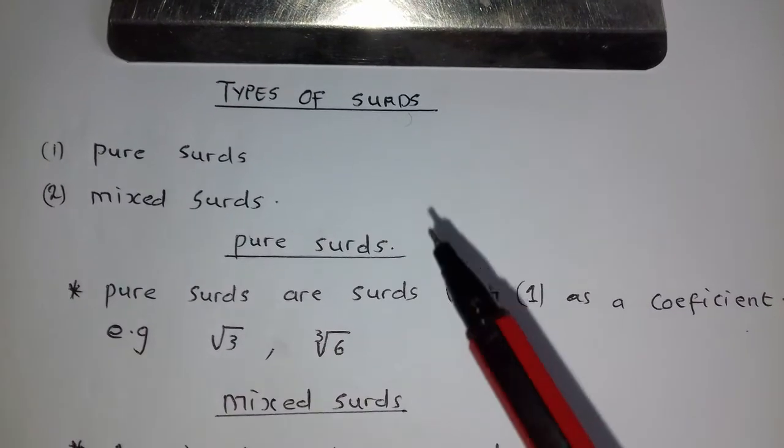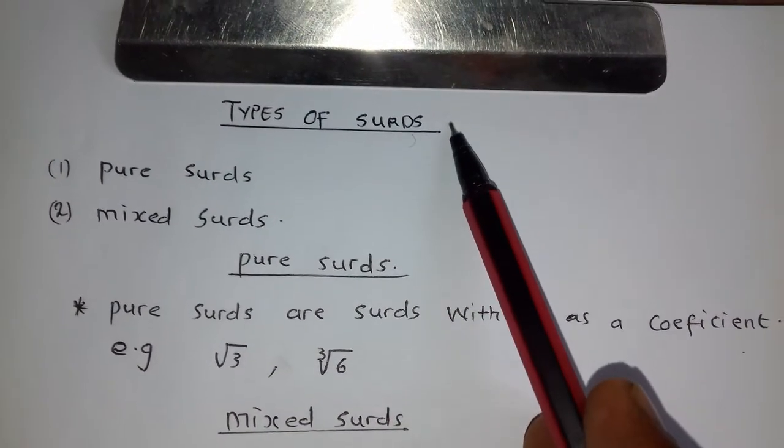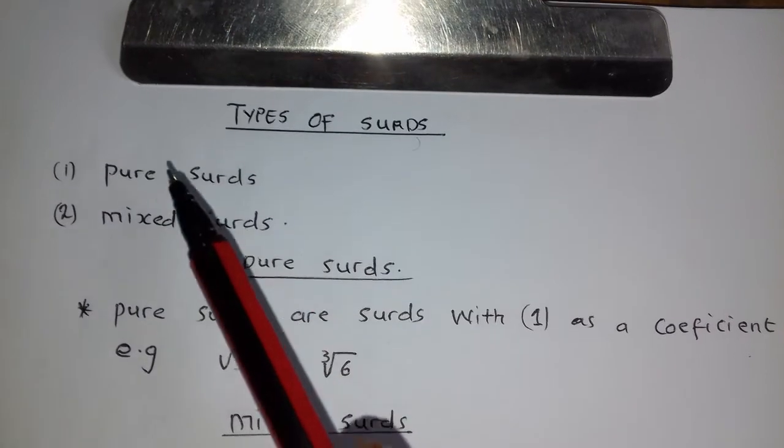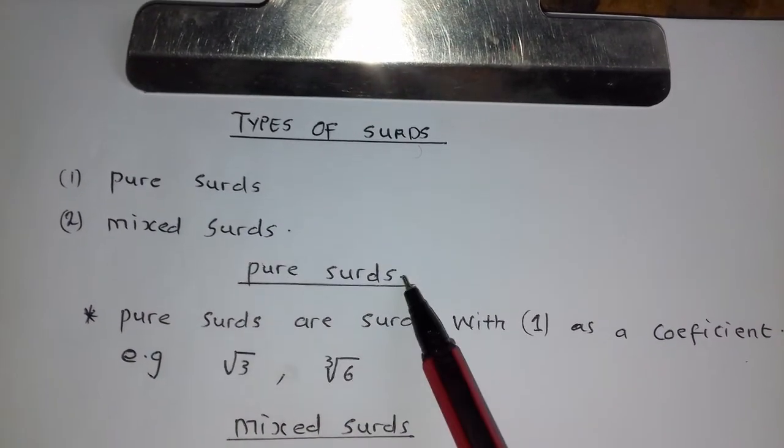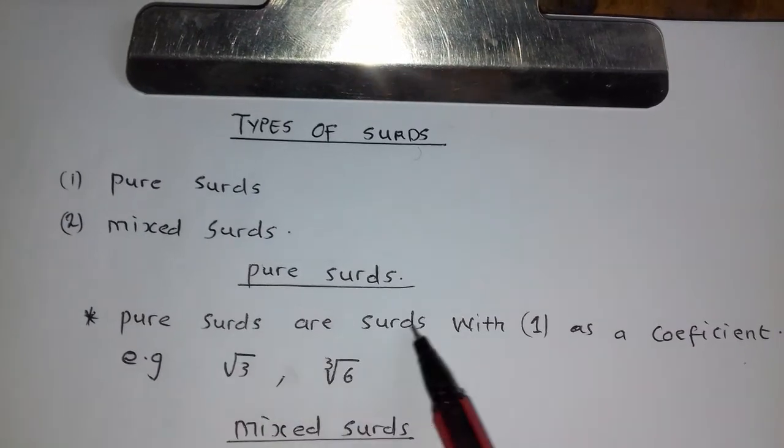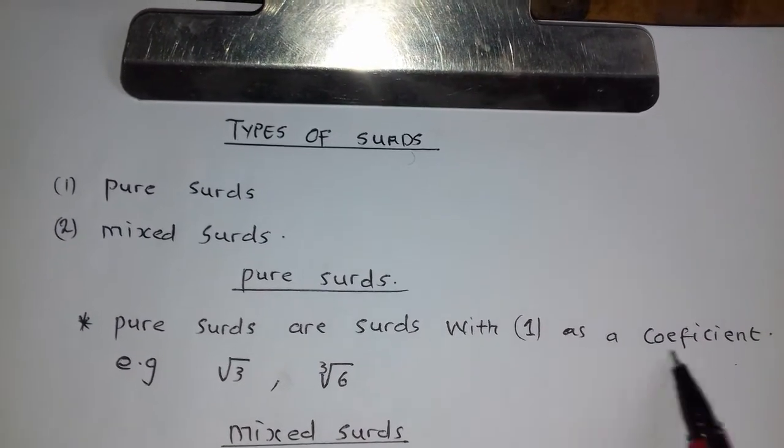Welcome back. Today we are dealing with types of SADs. So we said there are two types. We have pure SADs and mixed SADs. So we start with pure SADs. Pure SADs are SADs with 1 as a coefficient.